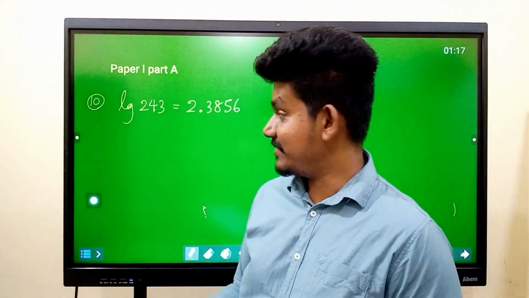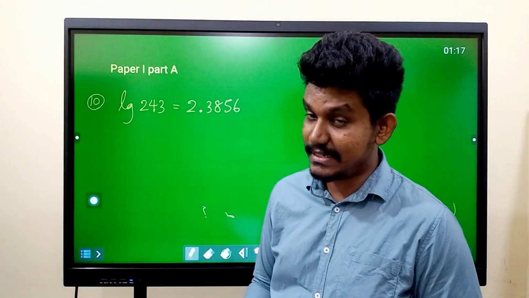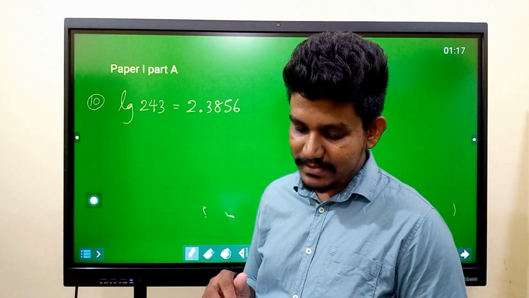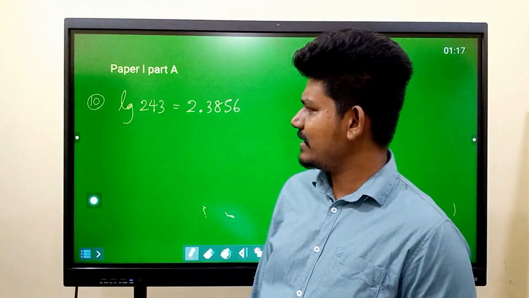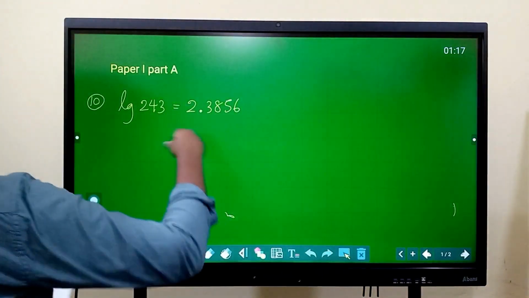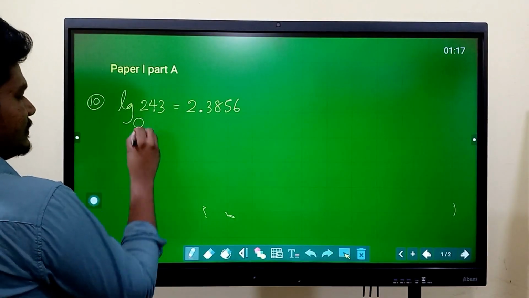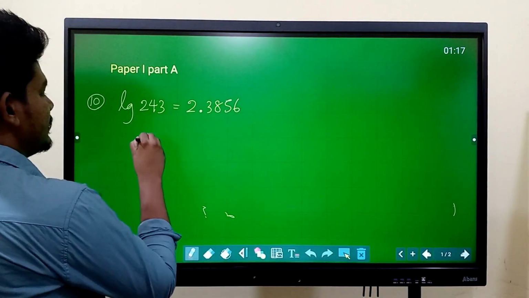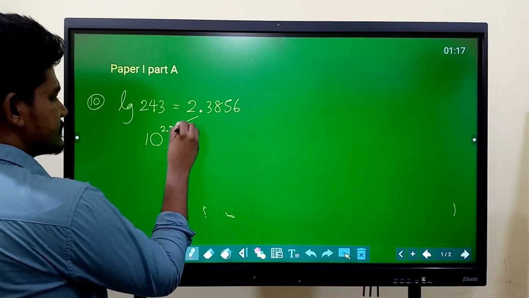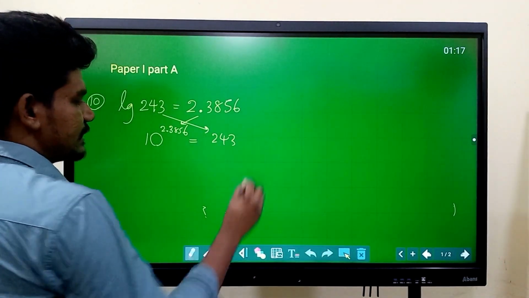Right, this is the 10th question. Log 243 equals 2.3856. It's given. Now, in the question, they are asking to find the value of 10 to the power 0.3856. I know what to do. This is what we're supposed to do. Look at this. I'm writing this one in index form. The base is 10 here. Therefore, I'm writing 10 to the power 2.3856 equals this value, 243.